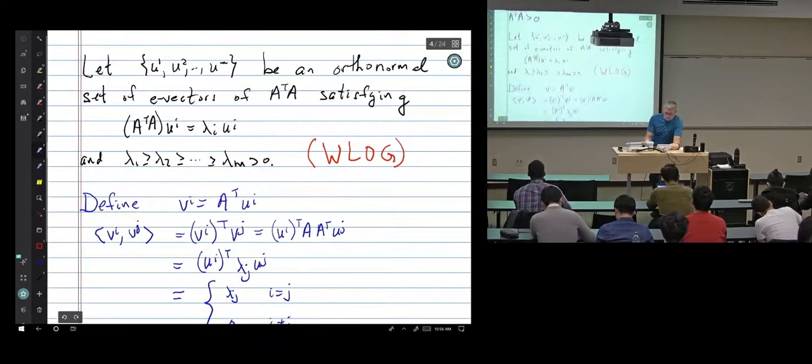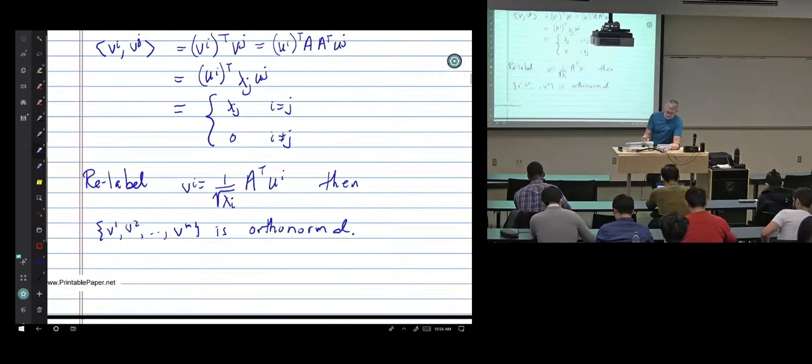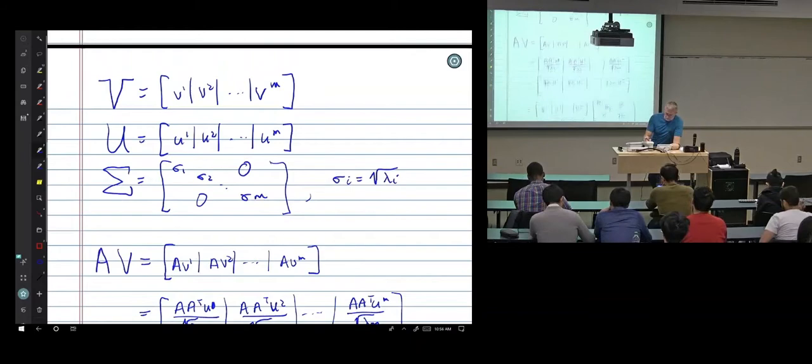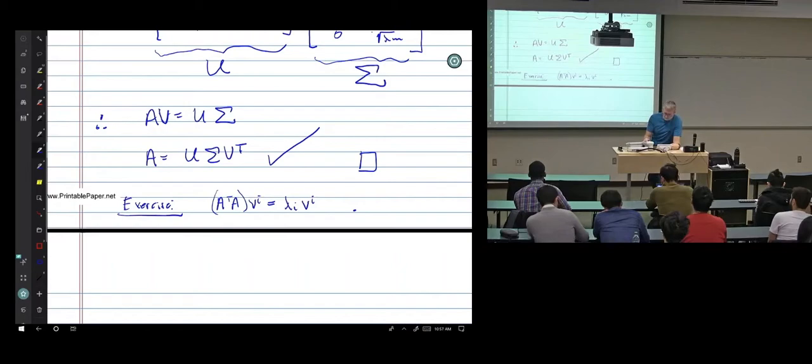Okay, so we built on our knowledge of symmetric matrices, made a guess at some other vectors that could be really cleverly useful. They weren't quite right the first time. They were orthogonal but not orthonormal. We normalized them, built the matrices V, U, sigma, did A times V and got U times sigma, so A equals U sigma V transpose, as promised.